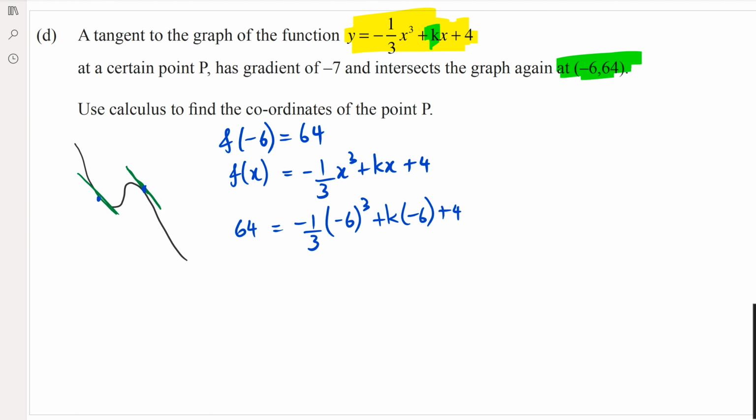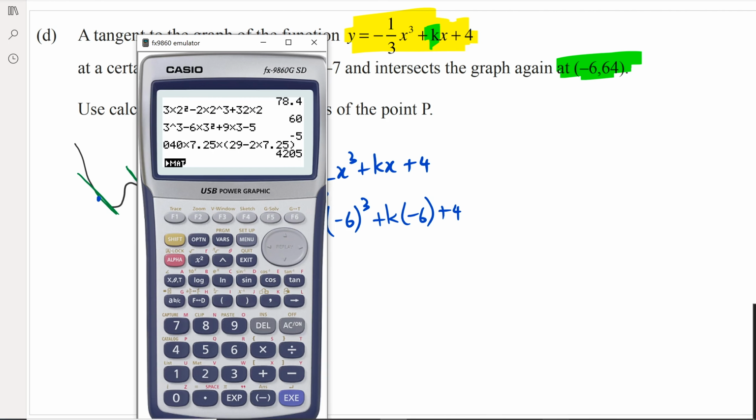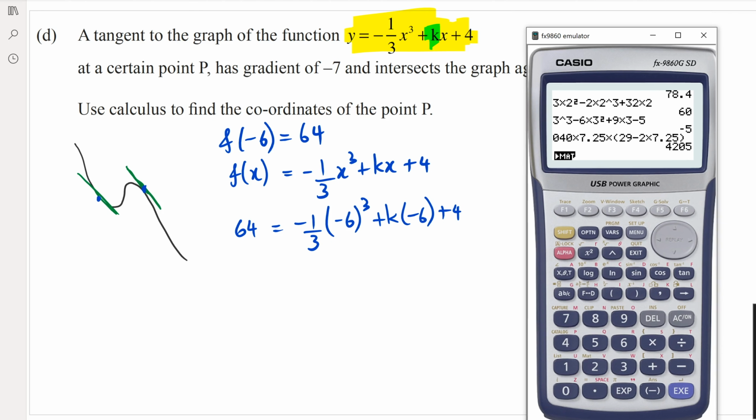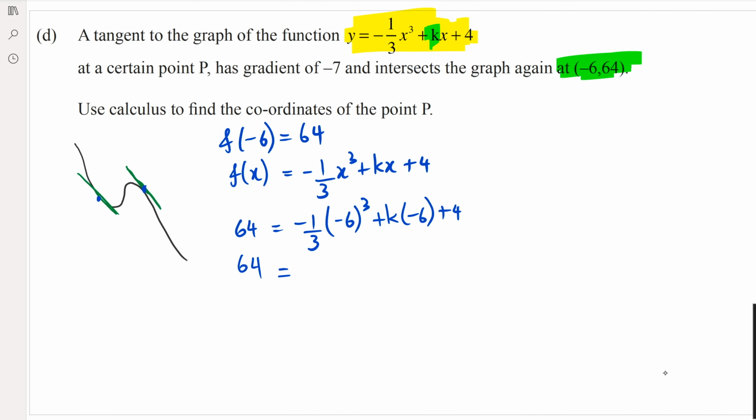So what we then have is, I'm going to need my calculator. So first things first, what do we have here? Negative 1/3 multiplied by negative 6 to the power of 3. So that's equal to 72. So I've got 64 equals 72 minus 6k plus 4.